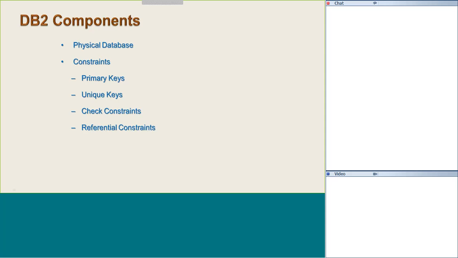Okay, so the 4 different constraints form components of the database. Right. Then we have journals and receivers.